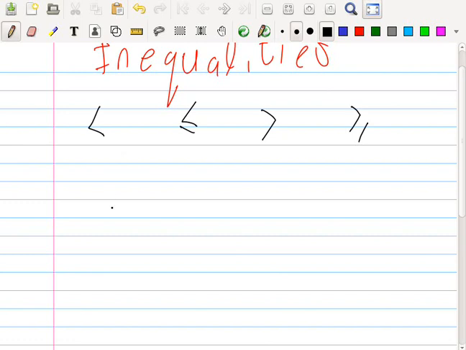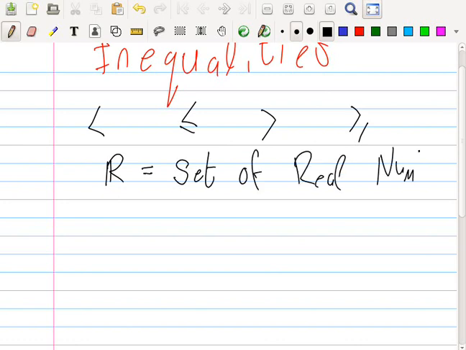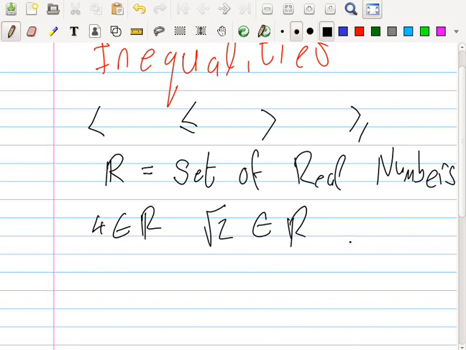So the first one here, this here is called, well, does anybody know what this one is? It's real numbers. Yeah. The set of real numbers. So basically, every number we've dealt with so far is inside of this set. So for example, 4, root 2, pi, these are all real numbers.